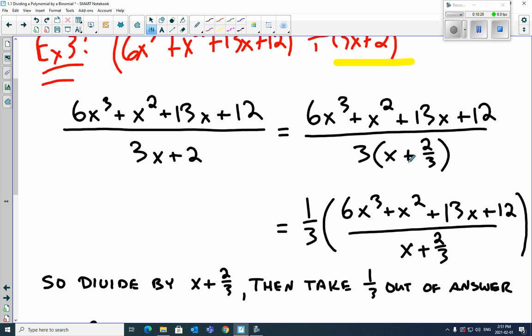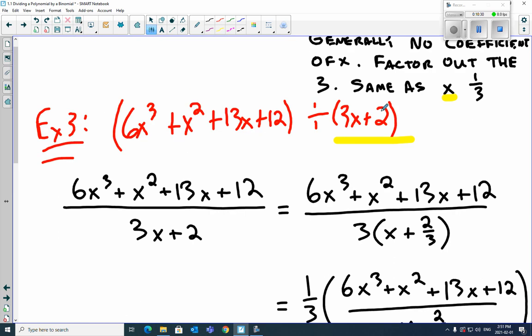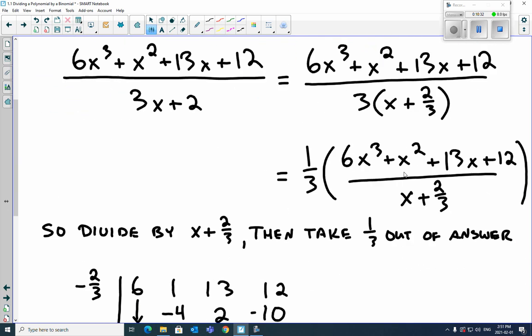Oh, well. Now, what did we say, though? Factoring out a 3 is the same as multiplying it by 1/3. So instead of that 3 there, we can put our 1/3 out the front. Okay? Now, what we're left with in the brackets is what we're going to work with. But then here's the key thing. So what we do is we divide by x plus 2/3. But then when we're finally done, we have to take a third out of the answer. You'll see that. It's coming later on.